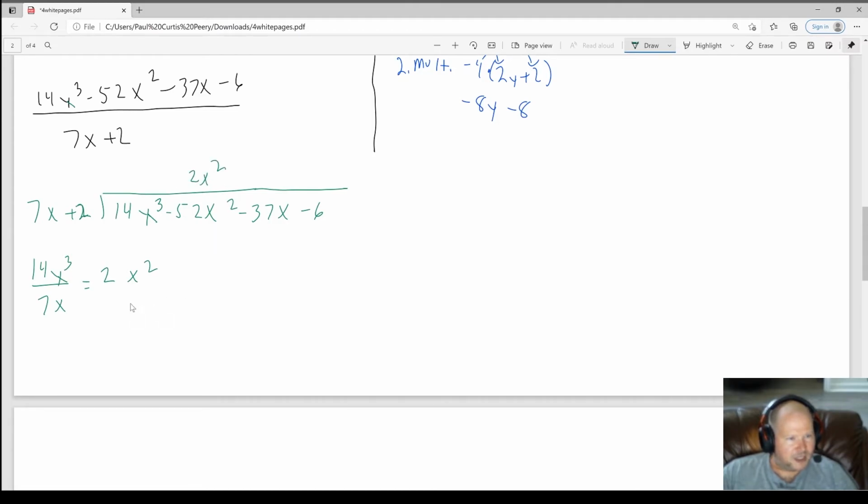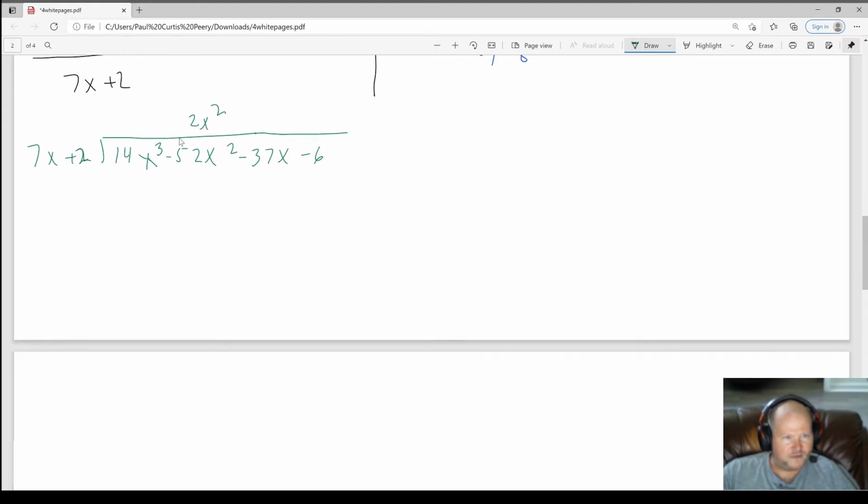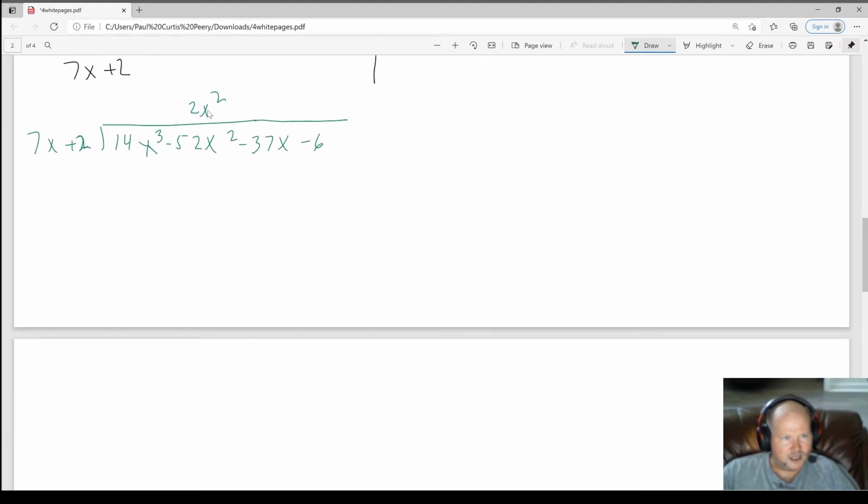Then we're going to multiply. I'm actually going to stop writing the side work and just kind of show you how this goes, right? So now I'm just going to visually look at the top, right above the divisor line, 2x squared multiplied by 7x. So 2x squared multiplied by 7x would give me 14x cubed. 2x squared multiplied by 2 would give me a positive 4x squared. And then we would subtract this entire thing right here.